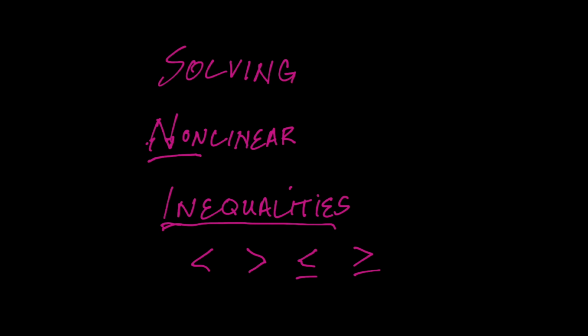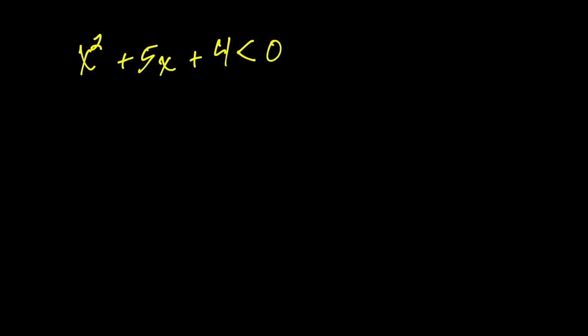So let's go to a quick problem. Ready for the first one? Here we go. Here is a quadratic, all right? It's got an x squared, and it's kind of written in general form, except no equal sign here. It's a less than sign. Remember, we're looking at nonlinear. This makes it nonlinear. This sign makes it an inequality.